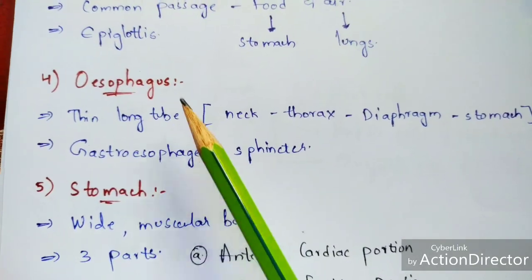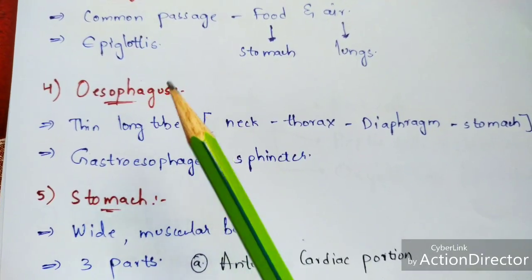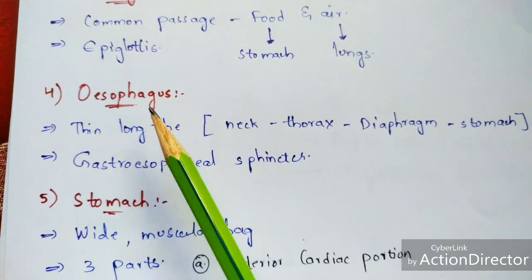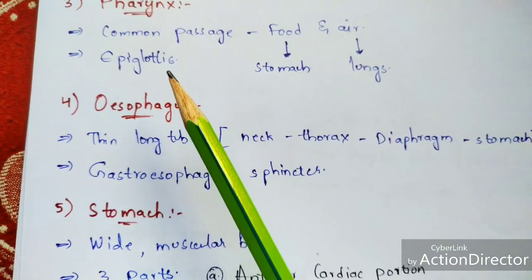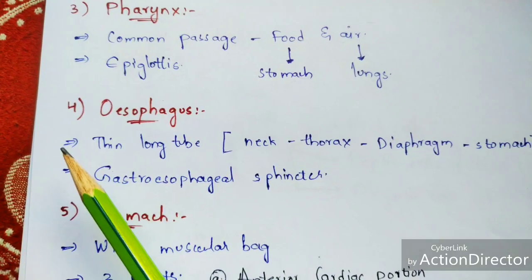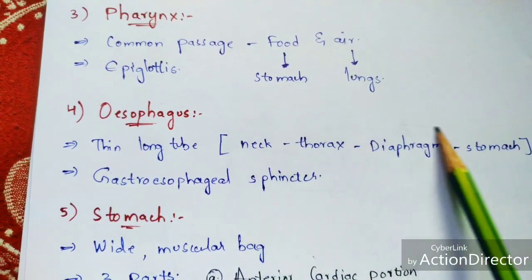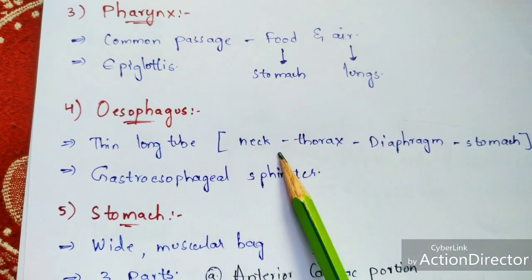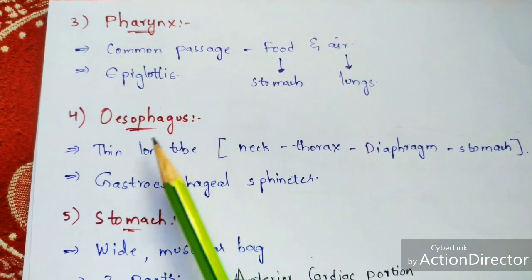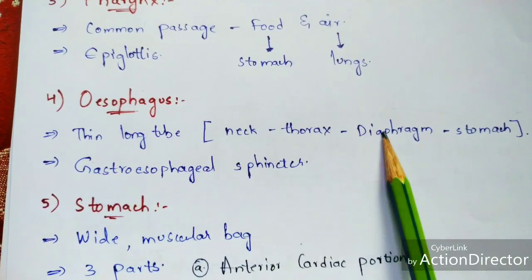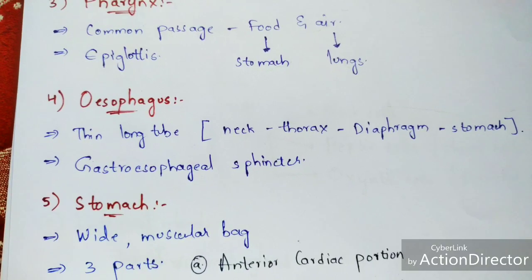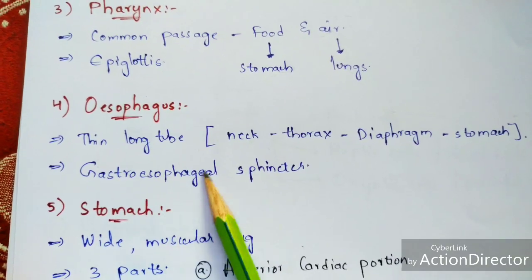Coming to the esophagus, this esophagus is a thin long tube which extends posteriorly. It passes through the neck, thorax as well as the diaphragm, and if you see here, it reaches up to the stomach. So from the neck to the stomach the esophagus is present, and the regulation of the esophagus takes place by the gastroesophageal sphincter.